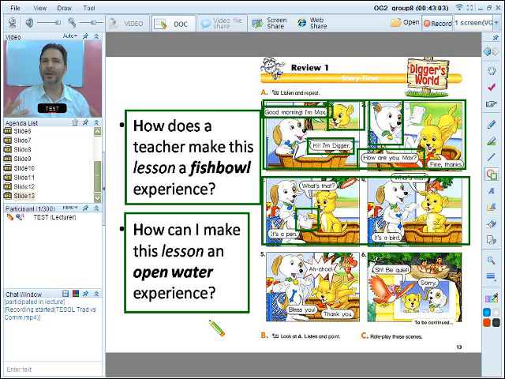Read the dialogue, read it with feeling, and then make it real for the learner. Put their name in it, your name in it. Maybe you can change a little bit about what they say. Instead of it's a pen, maybe you say it's a notebook, whatever the case is. And then the third time around, the first time you do it together, second time change it, the third time around, make your own dialogue. This is how we make it an open water experience.